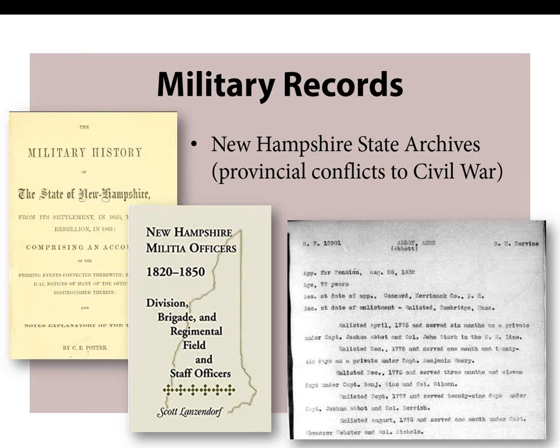The New Hampshire State Archives has records from the provincial conflicts all the way to the Civil War, and you can search for them at the archives there, but be surprised. Some things you can find online right from FamilySearch.